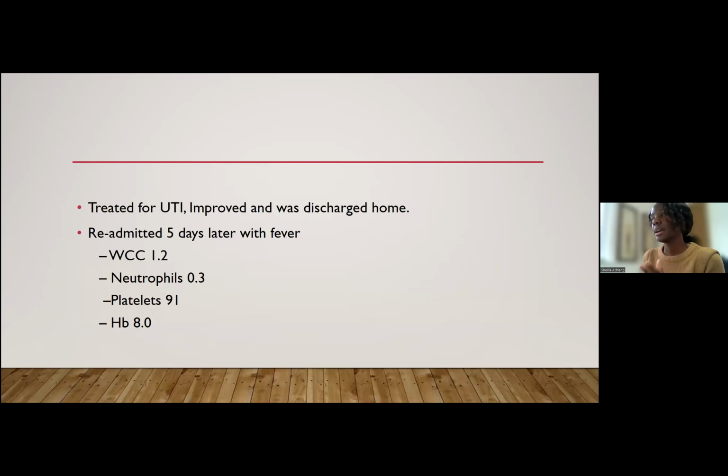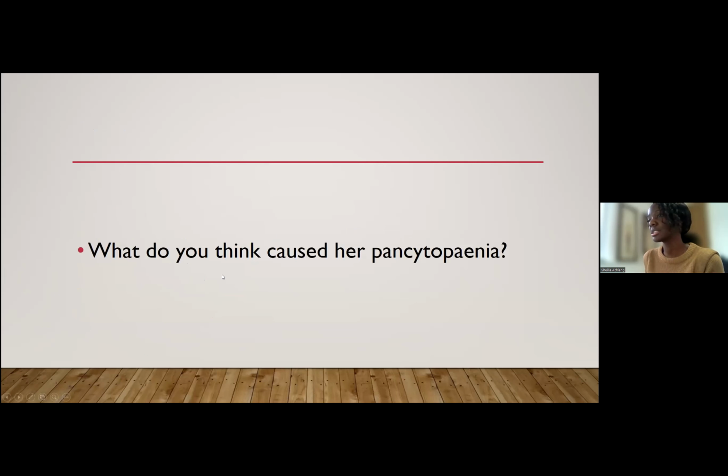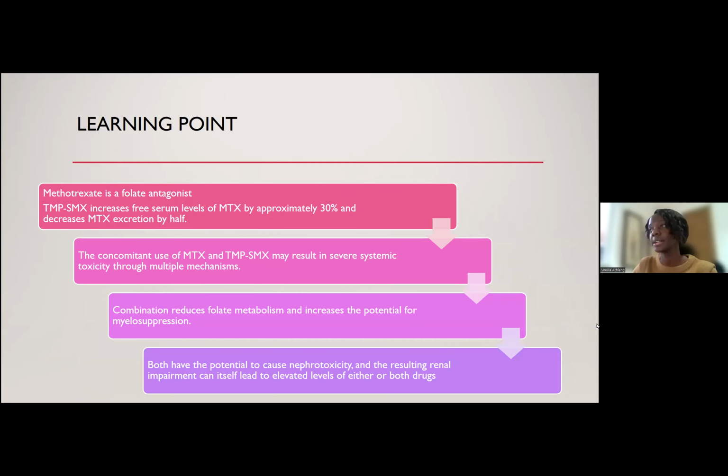She feels better and goes home, and 5 days later she comes back with a fever and low white cells, neutrophils, platelets, and Hb. So basically, she's pancytopenic. What do you think could have caused the pancytopenia? That's absolutely correct. Methotrexate interacts with trimethoprim, or Septrin, by increasing the free serum levels. Trimethoprim increases free serum levels of methotrexate and decreases its excretion, which then results in toxicity.